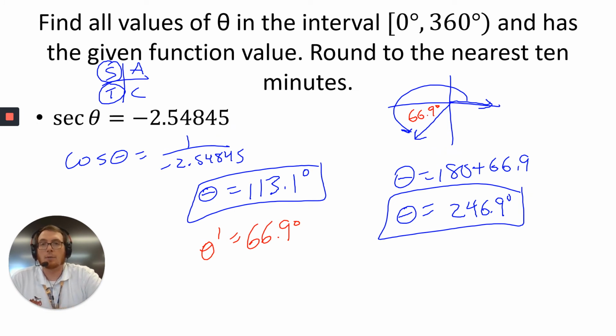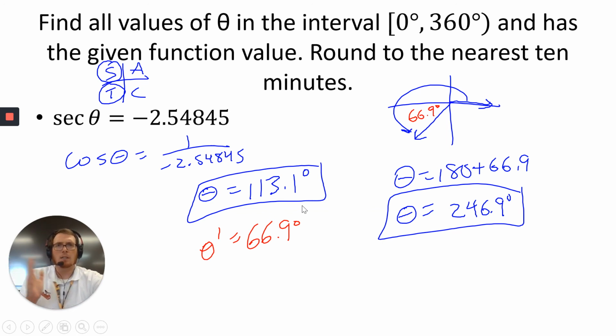Okay, this one just has a quick review. Similar to the last one, I kind of left the round to the nearest 10 minutes to you. I wanted to focus on the fact that this is secant. So secant, remember, is the reciprocal of cosine. So it's negative in 2 and 3 because cosine's negative in 2 and 3. I do cosine inverse, remember, of this ratio to find the angle.